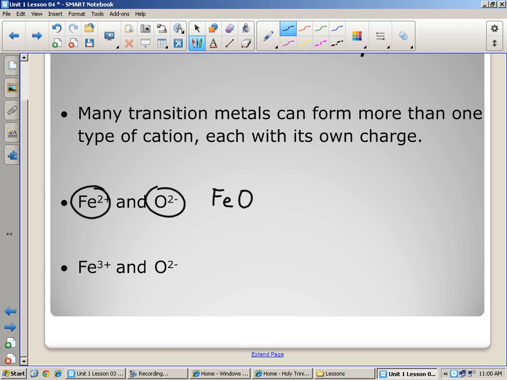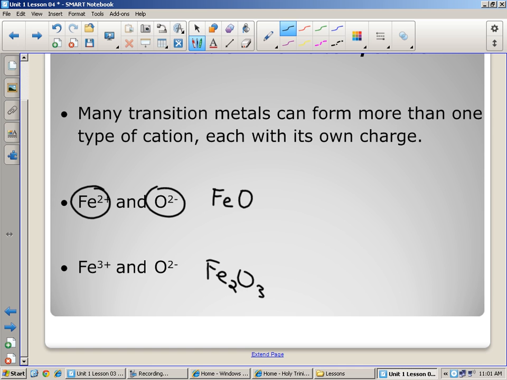So this one here, I'll just leave it like that. Swap, drop, and reduce. So swap and drop, 2, 2, reduces down to 1, 1. This one here, obviously different. 3 comes over and down, 2 comes over and down. Different formulas. They have different properties. I know they have different melting and boiling points, different solubilities perhaps. They're very, very different.